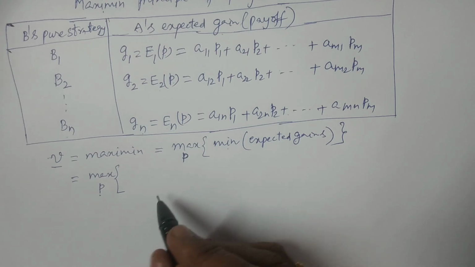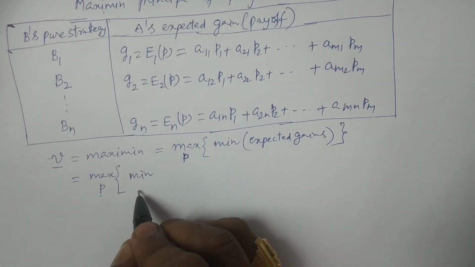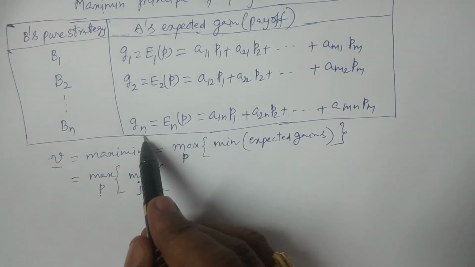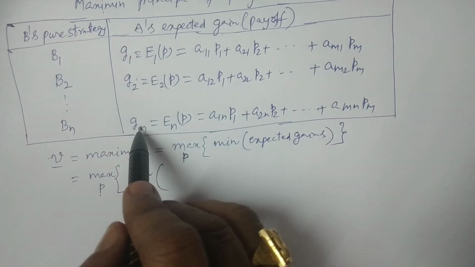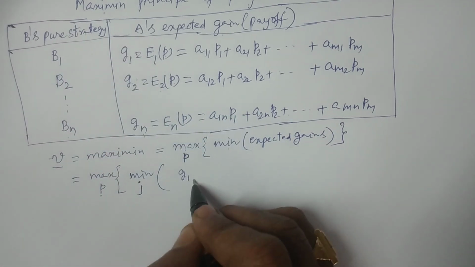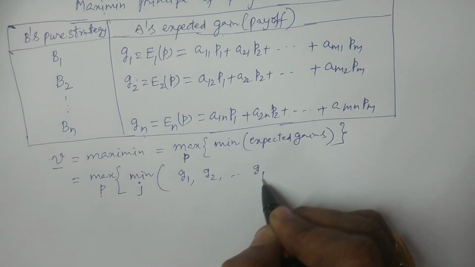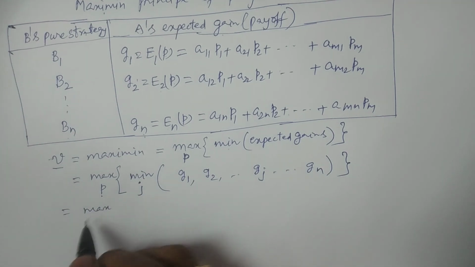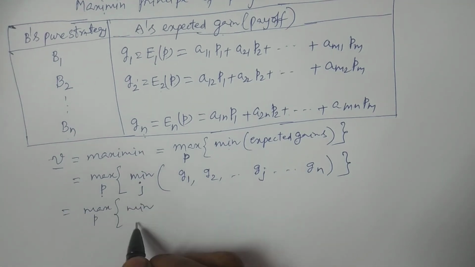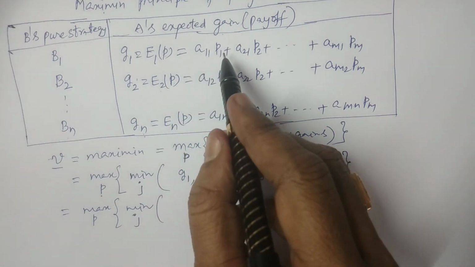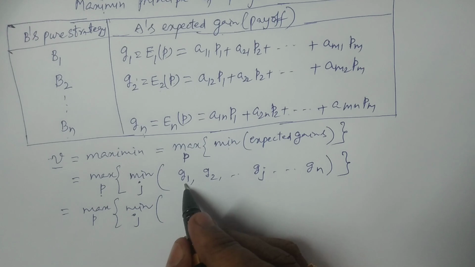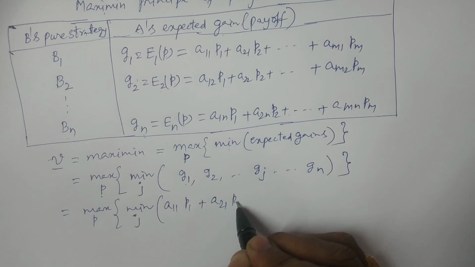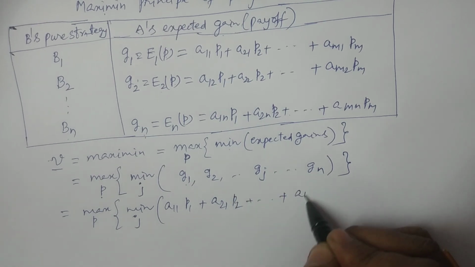So this is nothing but calculating the minimum with respect to j, where j is equal to 1 to n. Among these gains g1, g2 and so on gj and so on gn, which is equivalent to the maximum over p and the minimum over j. Now I write the formula in this particular step. The first one, g1, is a11 p1 plus a21 p2 plus and so on plus am1 pm.